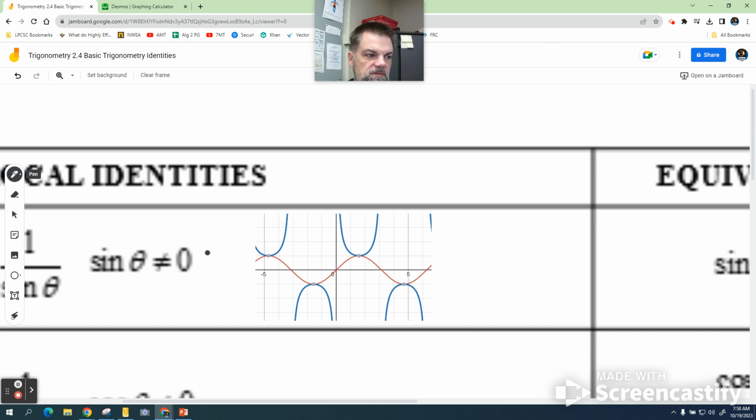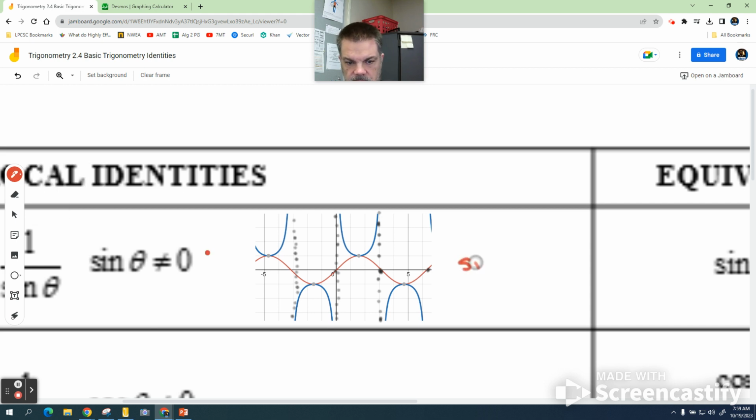Notice that when sine equals 0, so the red graph is sine, notice that when sine equals 0, there is a vertical asymptote. In other words, sine cannot equal 0 for cosecant. The blue graph is cosecant. So those are the domain restrictions for cosecant, right? And I should probably write this down.